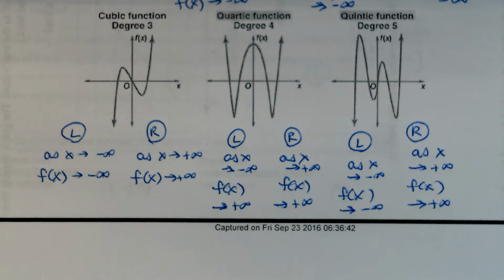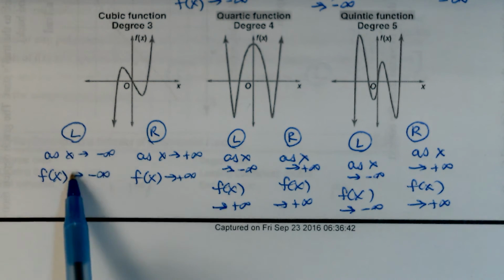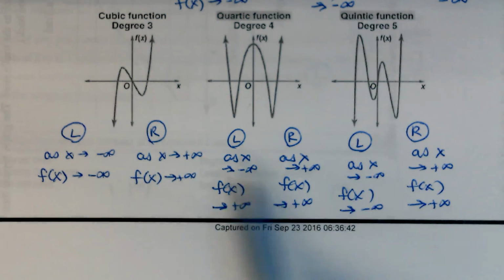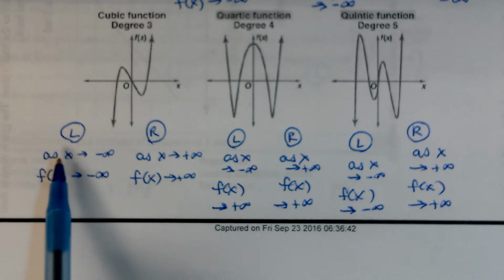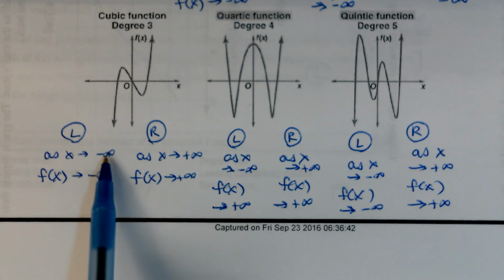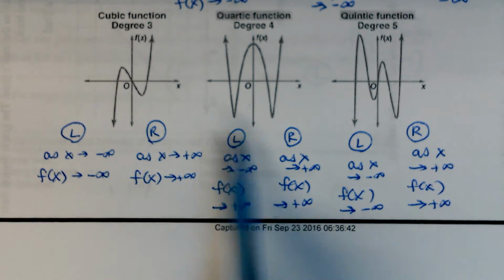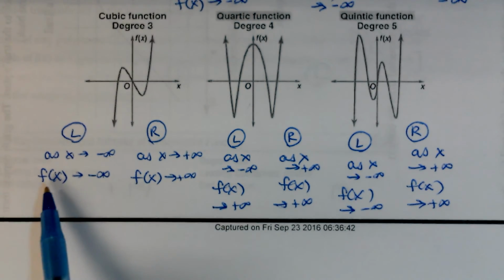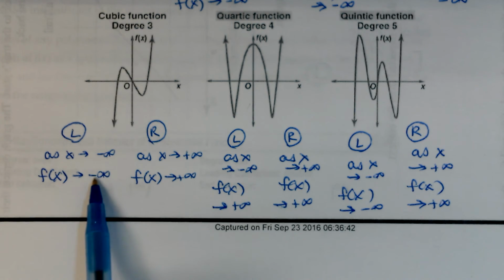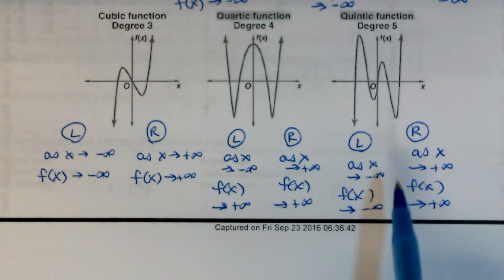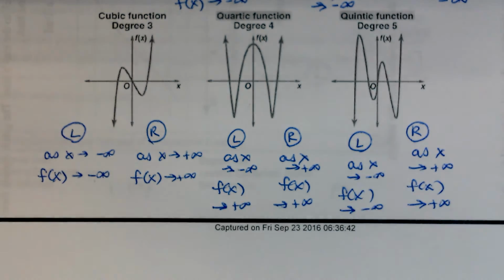So let's see how you did. Here are the end behavior descriptions in the algebraic notation for each of the three graphs. When you see as x approaches negative infinity, here, here, and here, it's talking about the left-hand side of the graph. When it says f of x approaches negative infinity, it means the graph is shooting downward. And in this case, the graph is shooting downward.